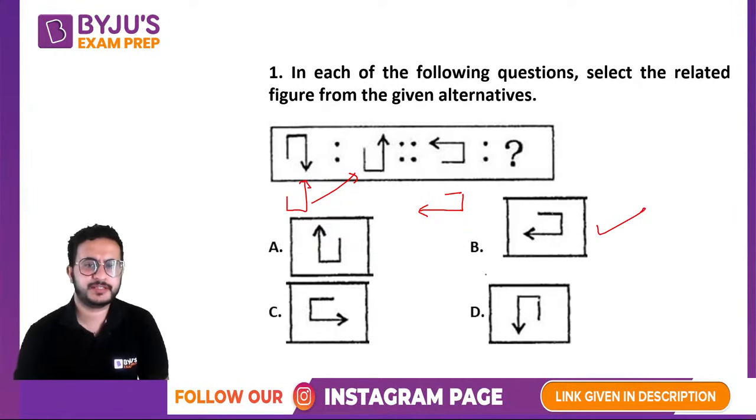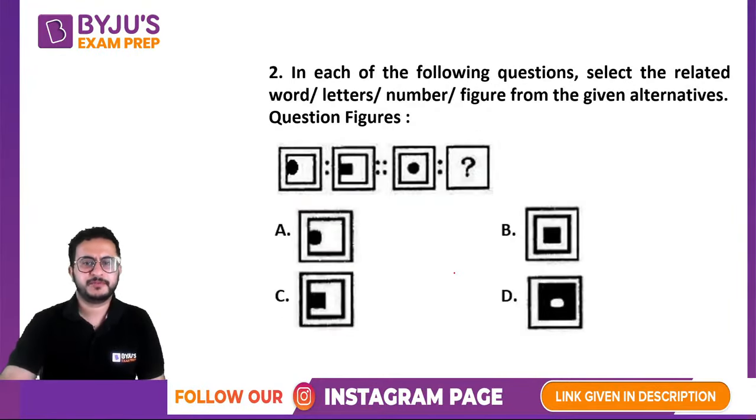Just see this image and this image. That's a water image. If we reflect on a horizontal line, it will look like this. This arrow would go up, and this flat line will come on the bottom like this. So we will take the water image of this, so that becomes our answer. Very simple, straightforward.